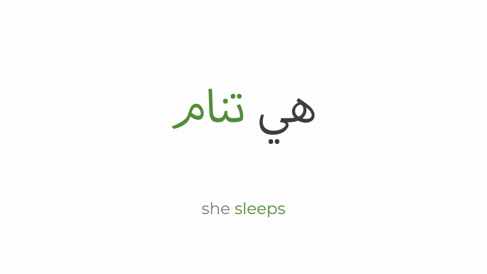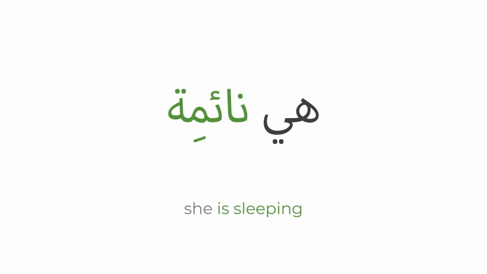مثال آخر. هي تنام. She sleeps. We could replace تنام with the active participle, but pay attention, she is feminine, so we will use the feminine form. هي نايمة. She is sleeping. This is happening at this moment, so the active participle is the right way to go.